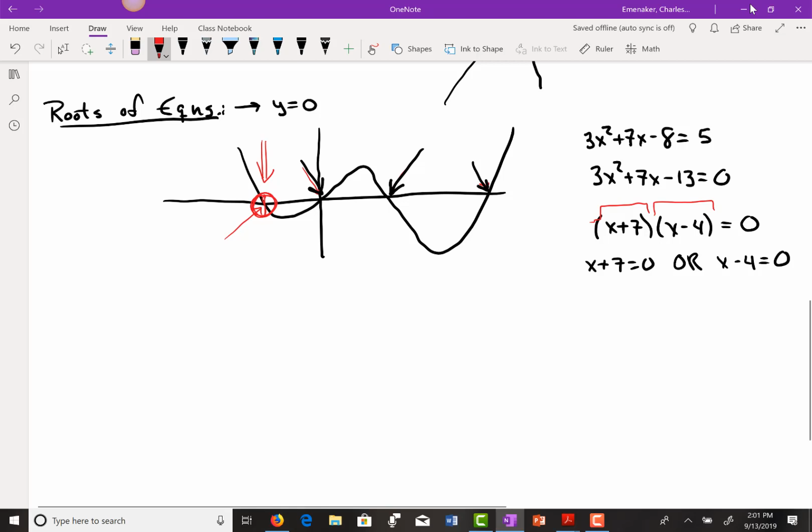That's why you get it equal to 0. That's a reason why roots are so valued. Does that make sense to everybody?